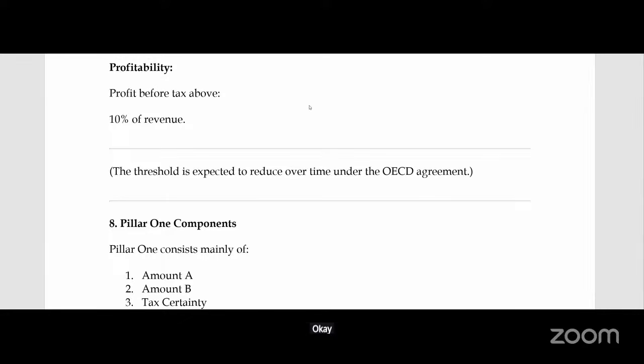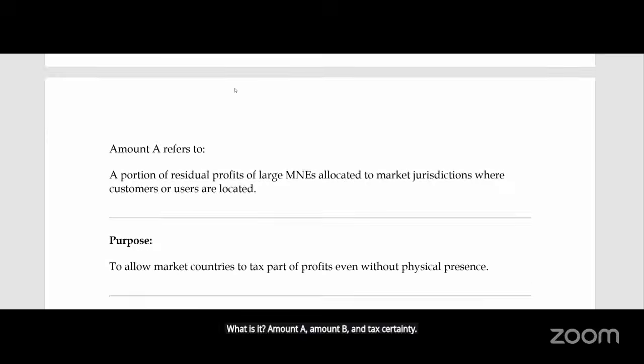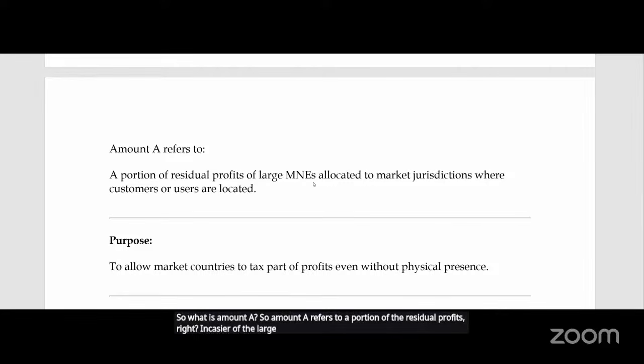Okay. Good. So pillar one, what are we looking at? 20 billion euros, or profit before tax above 10% of revenue. Don't forget this. Then there are some components of pillar one: amount A, amount B, and tax certainty. So what is amount A? Amount A refers to a portion of the residual profits of the large multinational entities allocated to market jurisdictions where customers or users are located.